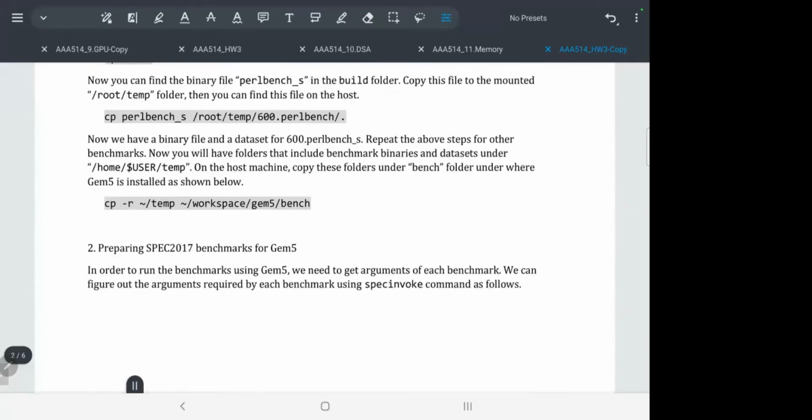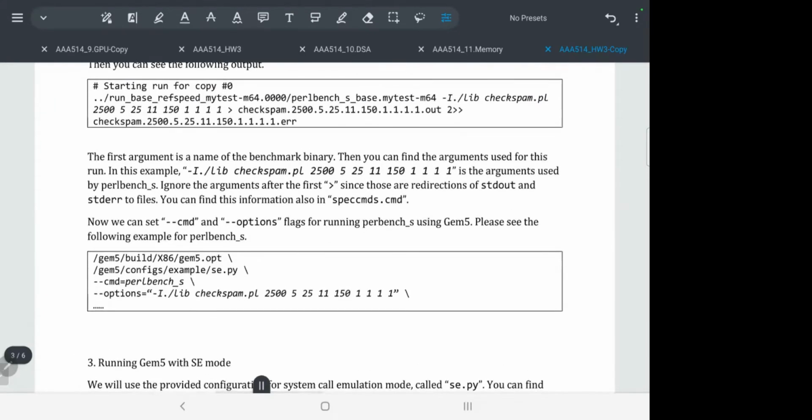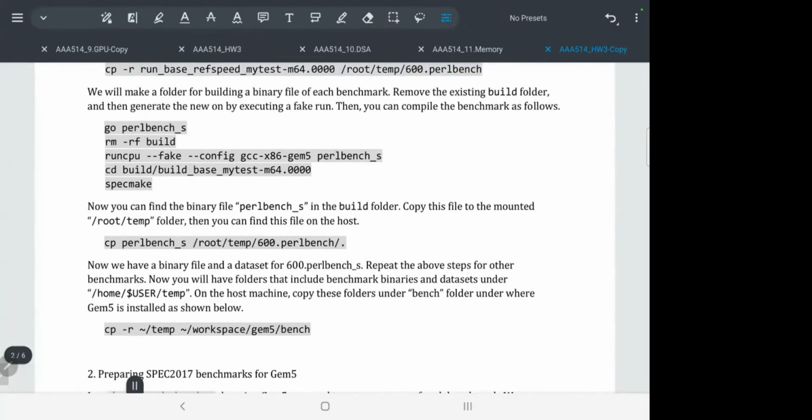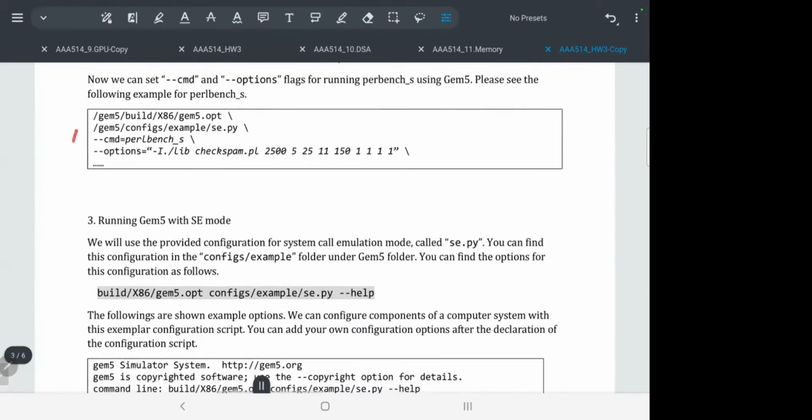Okay, and then in order to run the binary files using data sets, we need to set up the command and the execution options for the benchmarks. You can also extract these options using the SPEC utility. So you can change this command part and the option part, the gem5 command.